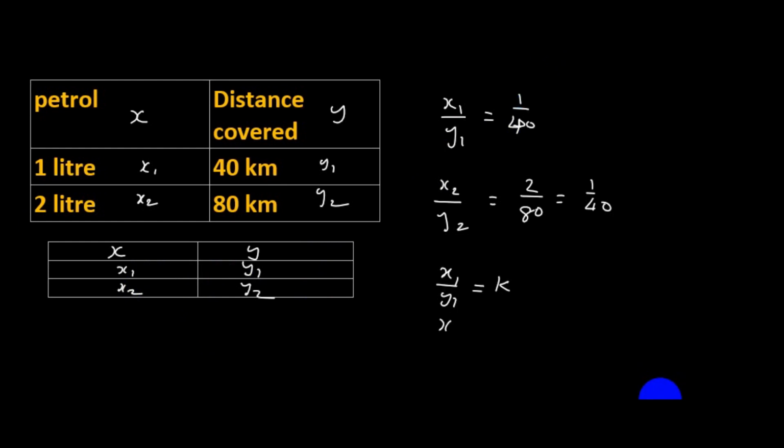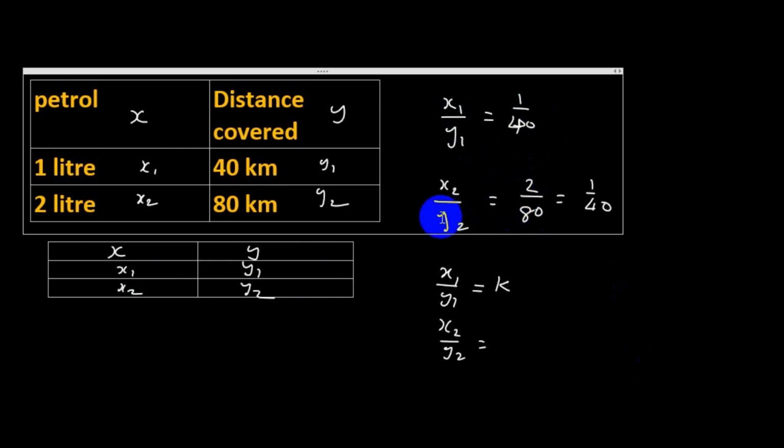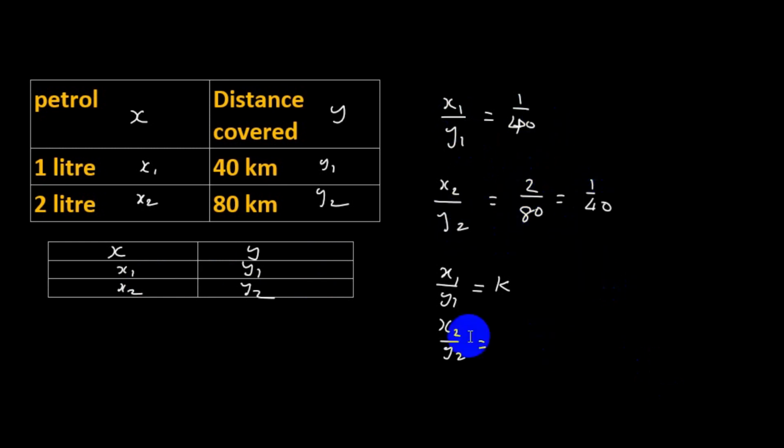Now X1 by Y1 is 1 by 40, and X2 by Y2 is again 1 by 40, therefore X2 by Y2 is also equal to K. If X and Y are in proportion, X1 by Y1, X2 by Y2, X3 by Y3, all will be equal to a fixed number that we call K. This K is called the constant of proportion.